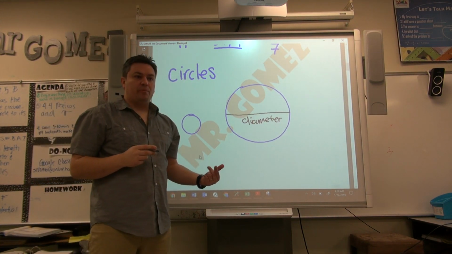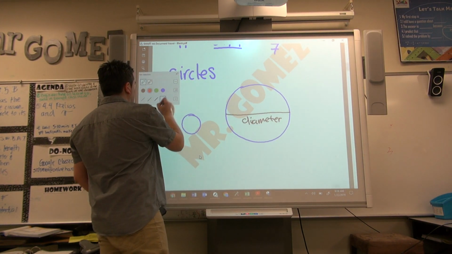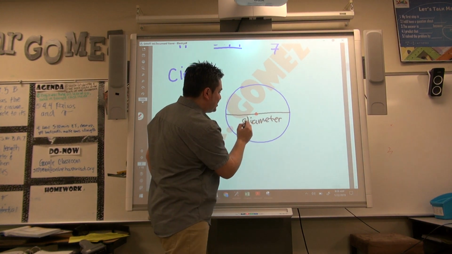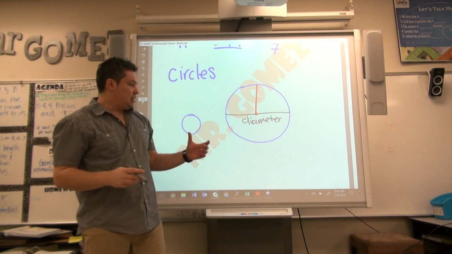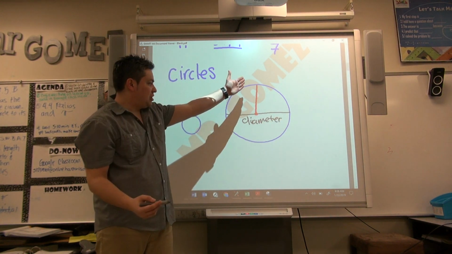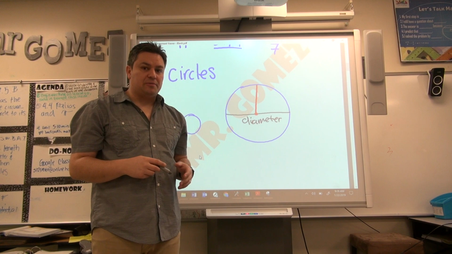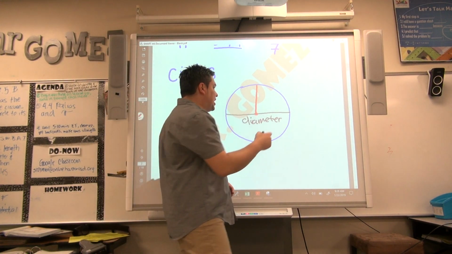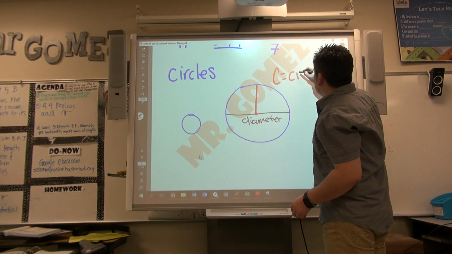We also have another measure on a circle that is called the radius, and it's going to be a line from the center of the circle to the end. So basically, the diameter is all the way from end to end, and the radius is going to be half of the diameter. Those are the two inner measurements that you're going to have, and the outside, you're going to have C, which is circumference.